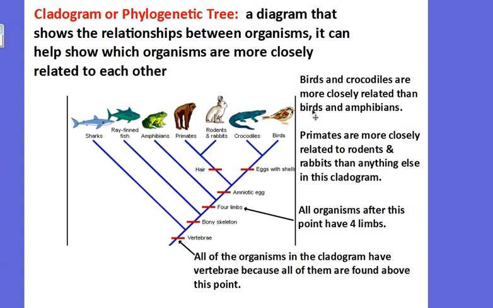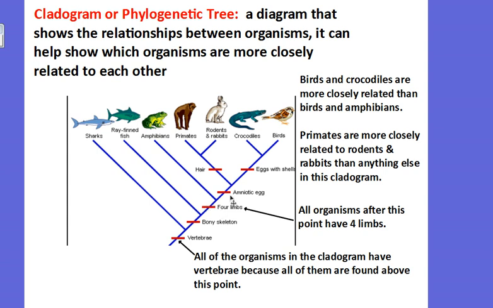So birds and crocodiles would be more closely related to each other than birds and amphibians, because birds are here and amphibians are way back over here. Okay? So the closer two things are, the more closely related they are. Primates would be more closely related to rodents and rabbits because they're right here. They branch off this same branch here off this main line than anything else. Okay? So if we look here, there's each of these branches that comes off.